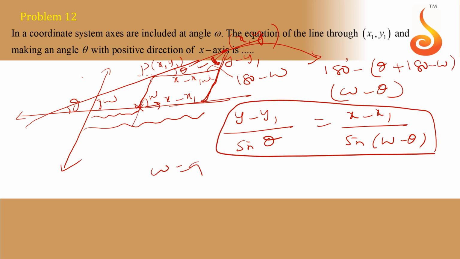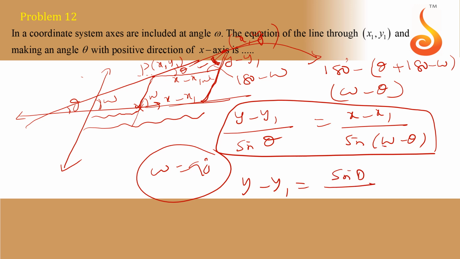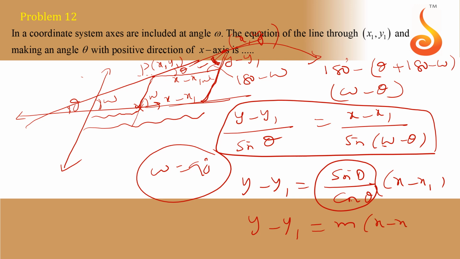See, assume that the question is not that, I am just putting omega equal to 90 degrees. Then y minus y1 equal to sine theta by, if it is 90 minus theta, cos theta, into (x minus x1), which is tan theta. Tan theta is nothing but slope. So if omega is 90, you know that point slope form, no? y minus y1 equal to m into (x minus x1). So this is a way how to solve. Let us go to the next problem.